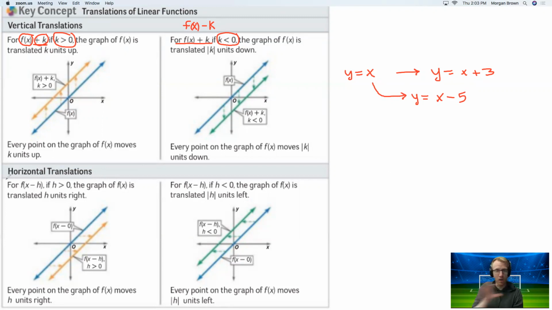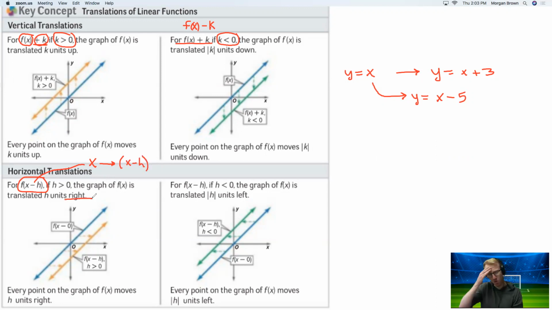Now, on the other hand, a horizontal translation, because that's on the x-axis, not the y-axis, is going to require a change to the x variable itself. And it's a little bit counterintuitive at first, but I'll try to explain it well. So f of x minus h. That means whereas you used to have an x, you replace it with x minus h. And if h is positive, that's actually going to move the graph to the right.